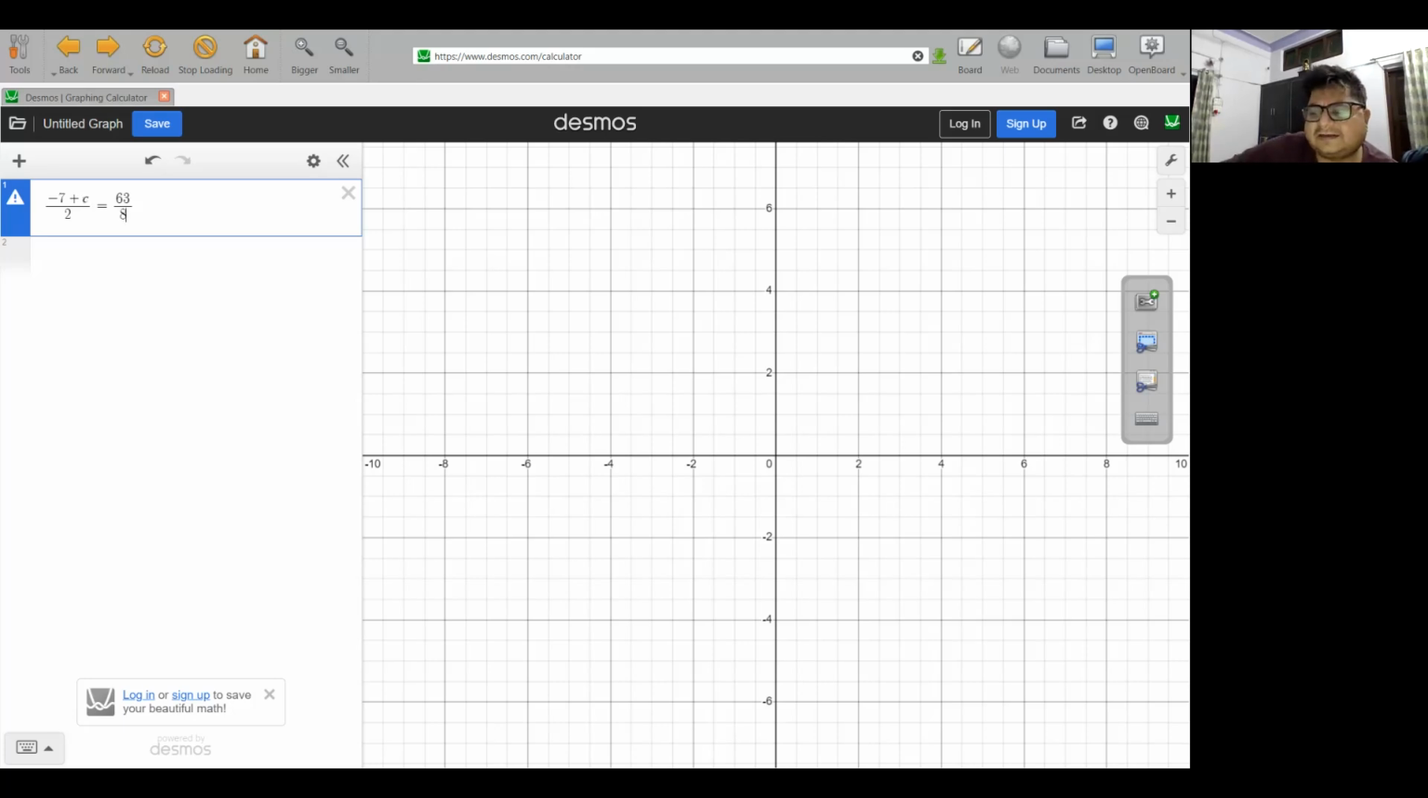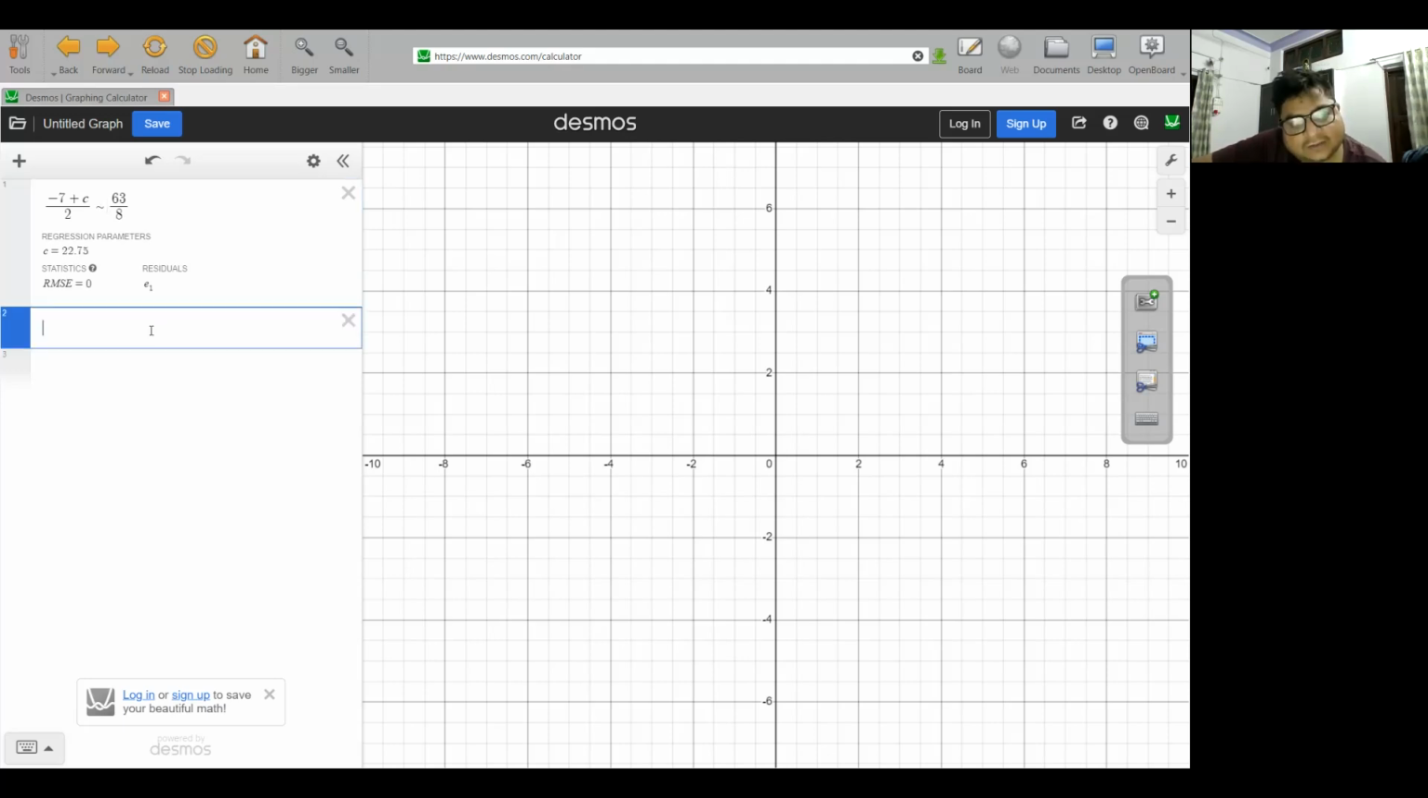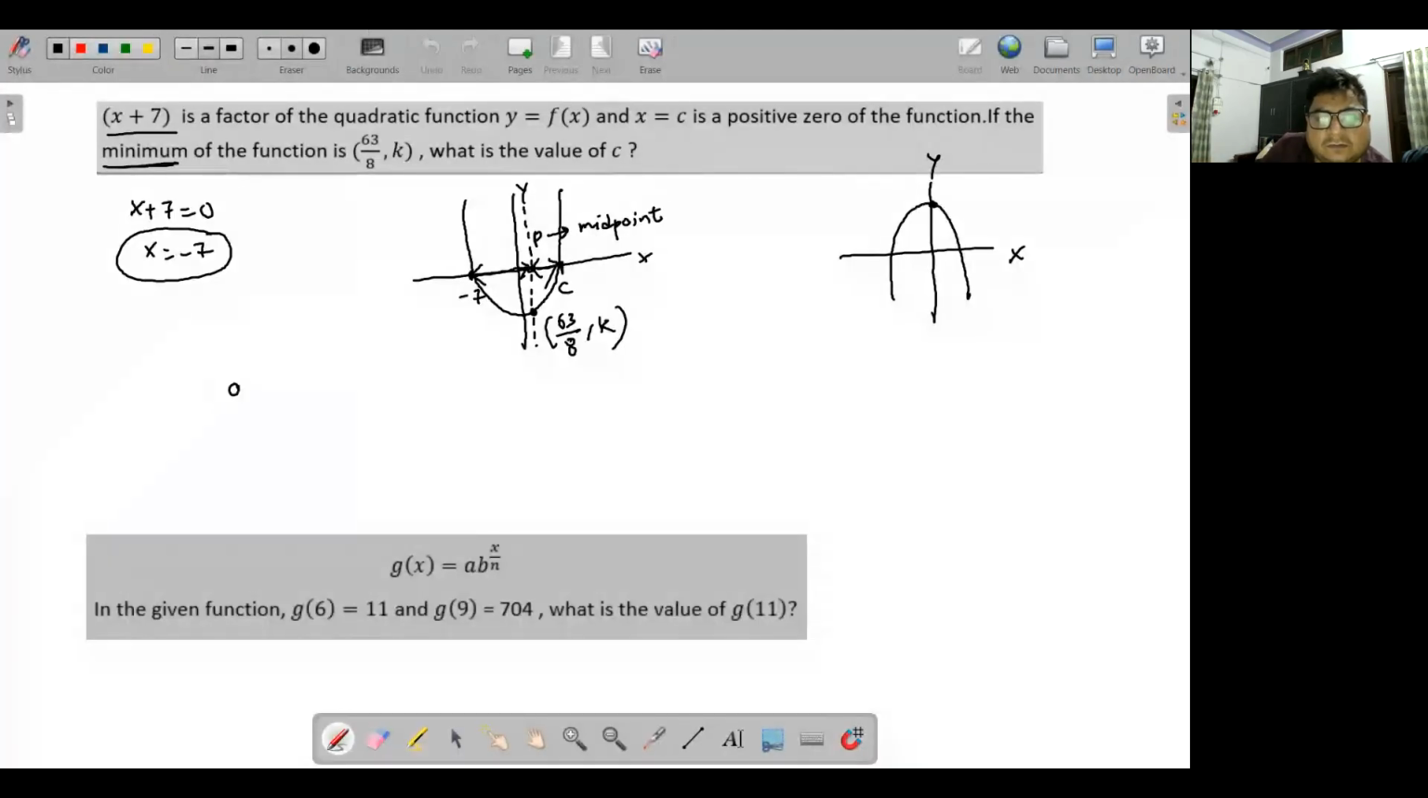But I think it's very difficult for us to shuffle the variable. We can use the regression symbol instead of equal to, which you can see on the keyboard below the escape key. Now you can see the value of C is 22.75. If you need that value as a fraction, you can just type C and click on the fraction, you will get 91 by 4. So if you write 91 by 4 or 22.75, both answers are correct.